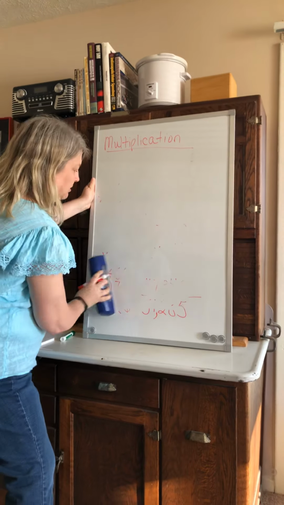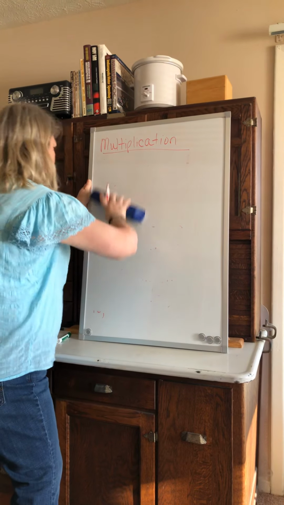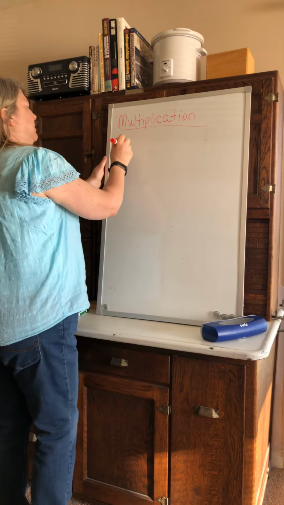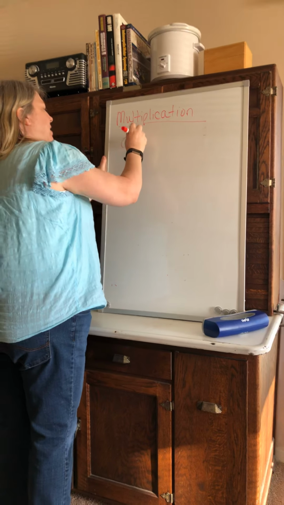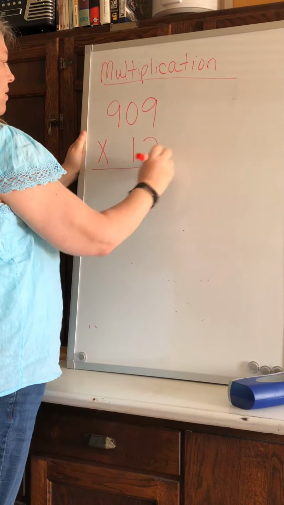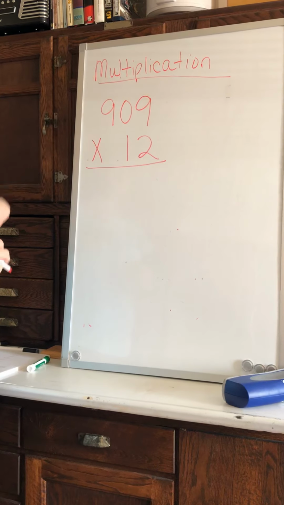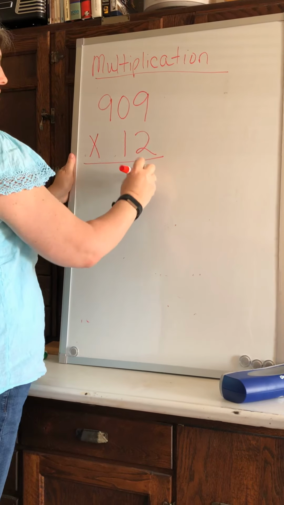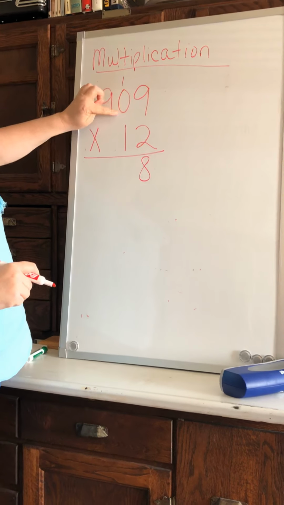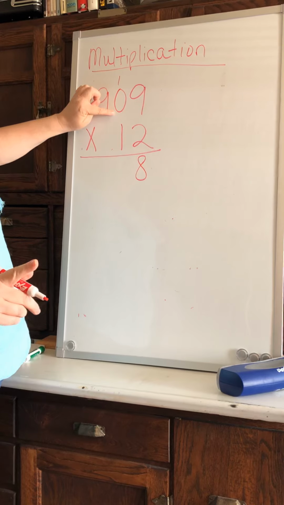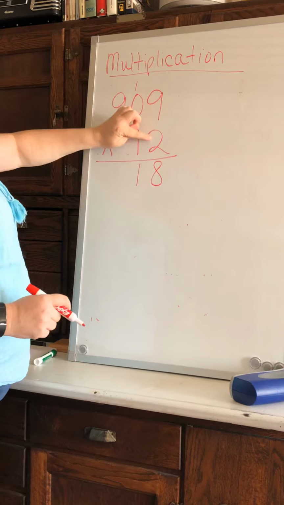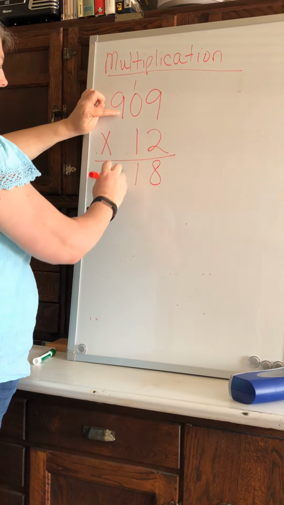All right, so I'm going to put some extra zeros up here. Let's work with some zeros in multiplication. All right, so how about 909 times 12? All right, 2 times 9 is 18. So put the 8 there. Let's carry the 1. Now, you're going to go 2 times 0 is 0. Plus 1 is 1. 2 times 9 is 18.